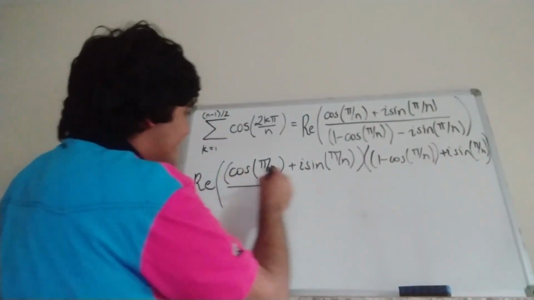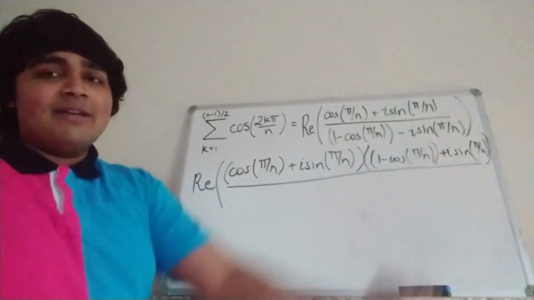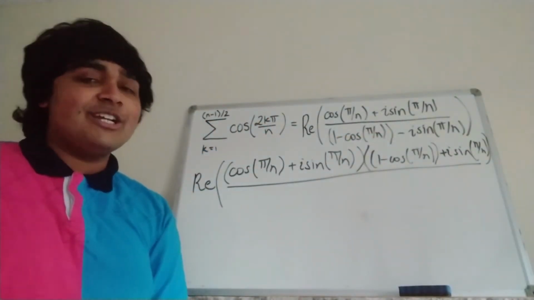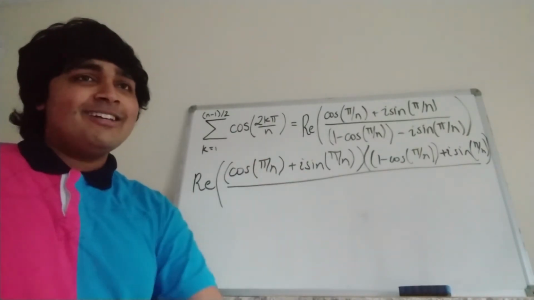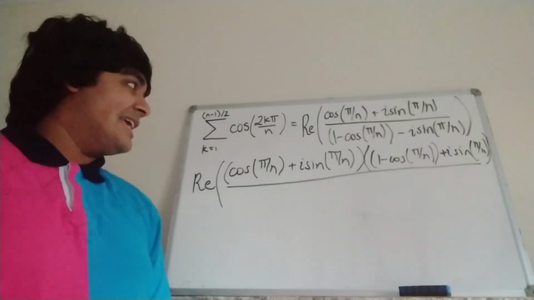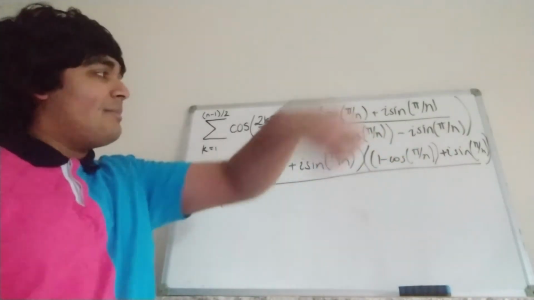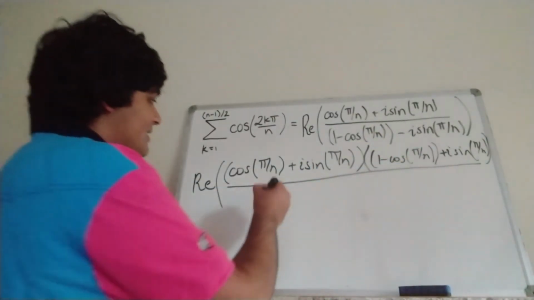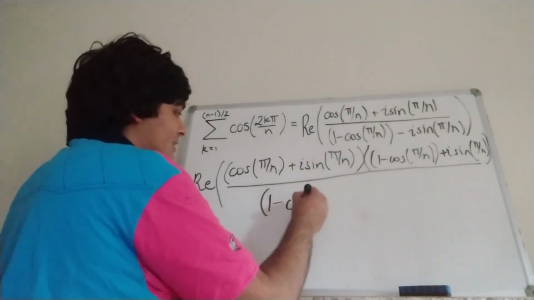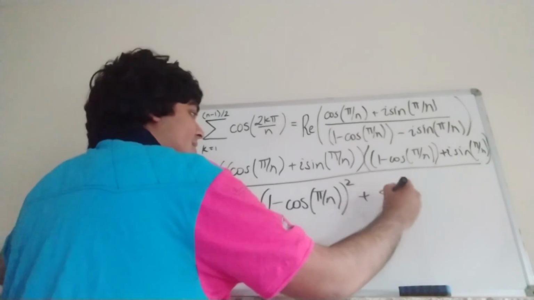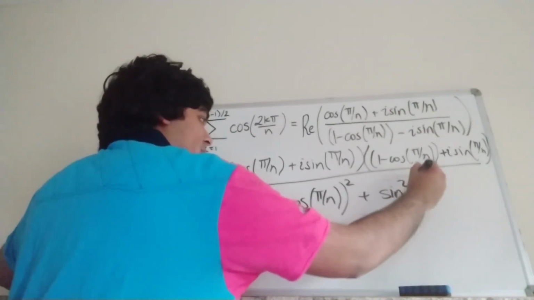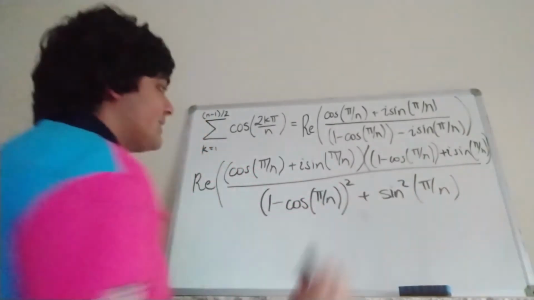And on the denominator now, we're going to get this guy here multiplied by its complex conjugate. But remember, a complex number z multiplied by its complex conjugate, z bar, z times z bar is just the magnitude of z all squared, which is just the real part squared plus the imaginary part squared. So this on the denominator is just 1 minus cos pi over n all squared plus sine squared of pi over n, like so.